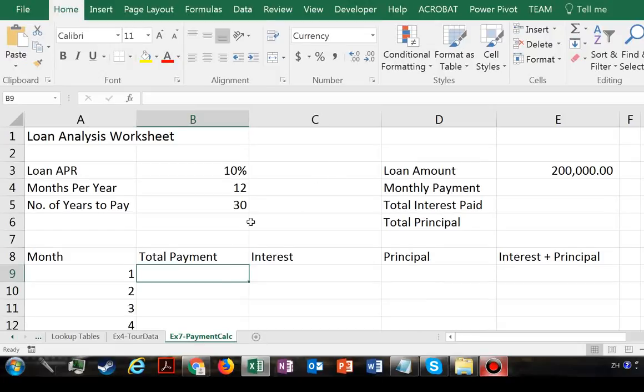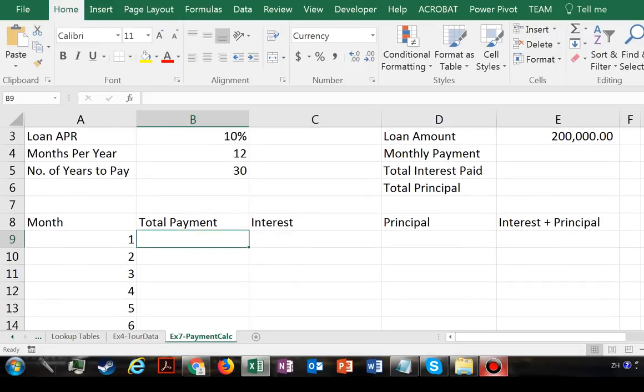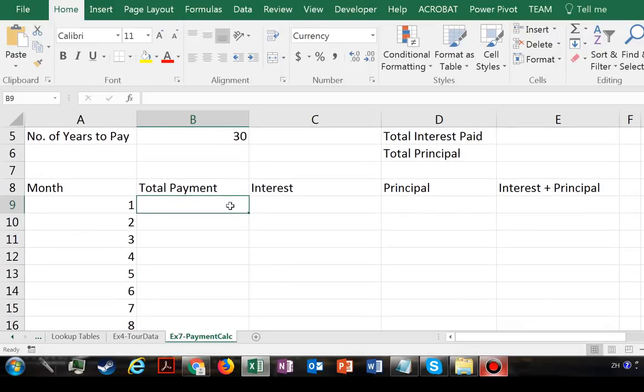Exercise 7. For this exercise, we're going to calculate the total monthly payment for this loan amount, for this number of years to pay, and for this annual interest rate. Let's click on B9 because this is the monthly payment for the first payment period. So we're going to calculate it for this payment period first and copy it to all the other rows.